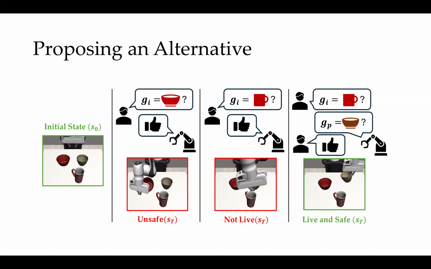And finally, on the right, when the human proposes the red mug, the robot optimizes over the goals and finds that the brown bowl is safe and will be able to successfully execute the task. And once the human accepts, then the robot can successfully carry out this policy, proving its success and its safety.